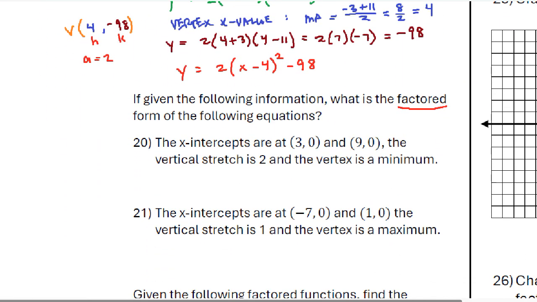Take a look at this, class. We've got y equals, and you could put f of x if you want to, or g of x, or h of x, or h of t. Doesn't matter how you write the y value, as long as it's y, or it's in function notation.